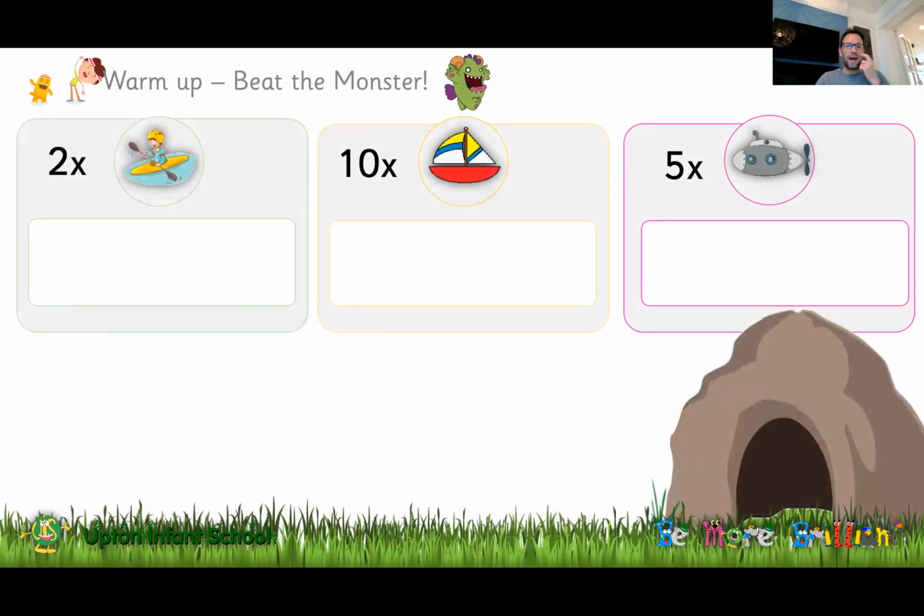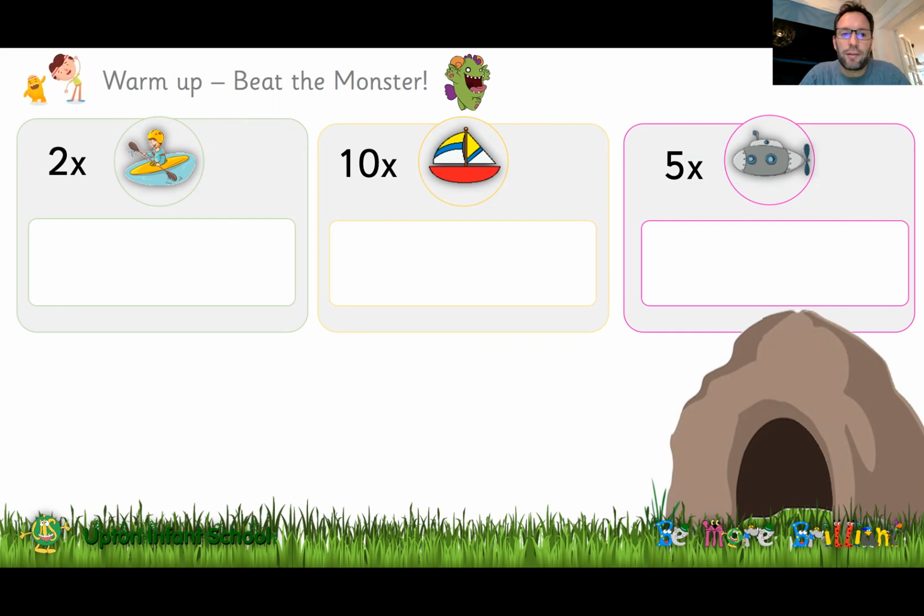Okay, welcome back. Now then, we're going to get our maths brains warmed up by doing a times table challenge, which is called Beat the Monster. And the reason it's called Beat the Monster is because a cheeky little monster is about to run across the screen into his cave. As soon as you see the monster, some questions will appear, and you've got to see if you can answer the questions before the monster makes it to his cave. That's why it's called Beat the Monster.